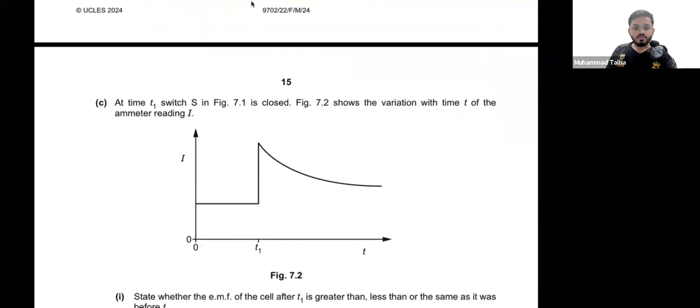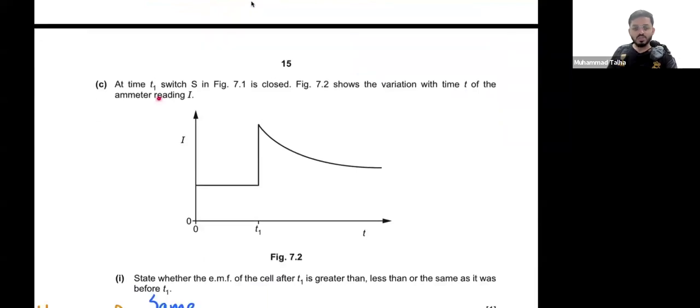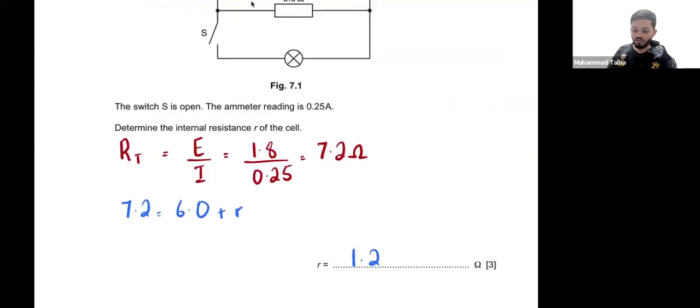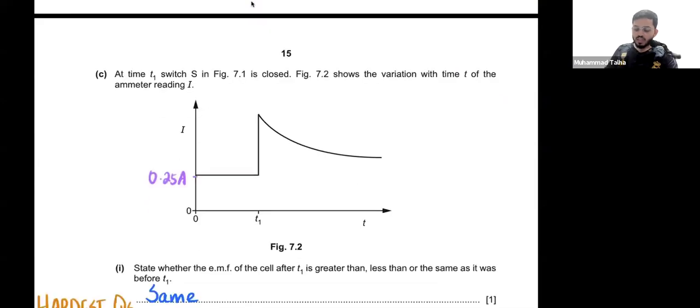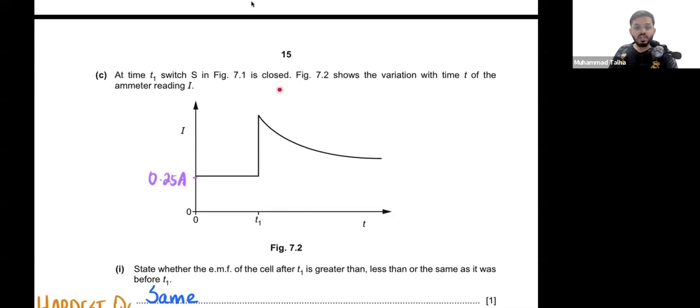Part C. At time t1, switch S in 7.1 is closed. 7.2 shows the variation with time t of the ammeter reading I. So previously, before the switch is closed, this is the current value as to what we just calculated. Let's write it down. So this was that 0.25 amperes. So at time t1, the switch is closed, and this causes the current to go like this.